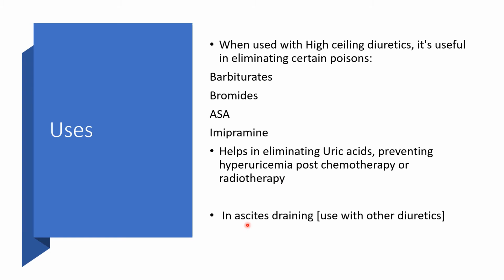In hepatic or gastrointestinal tract medicine, it's helpful in draining ascites, but we will use that with other diuretics. Here you know that potassium sparing spironolactone will be helpful in draining ascites. So sometimes we add loop diuretics with spironolactone, and then some will add mannitol, some will add methazolamide. So it depends on what is obtainable in your jurisdiction.